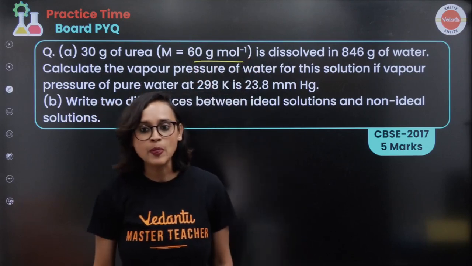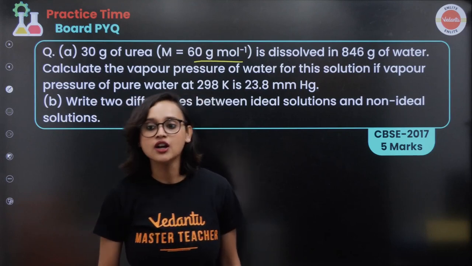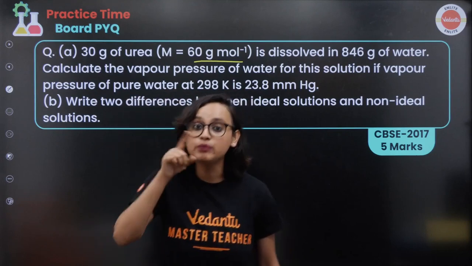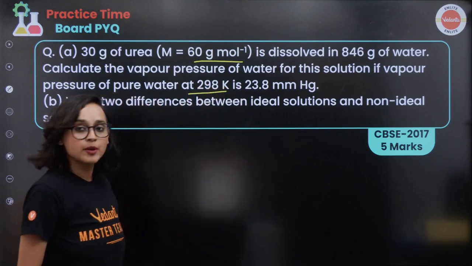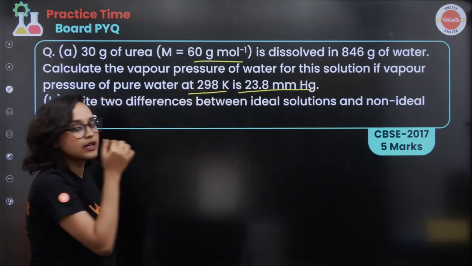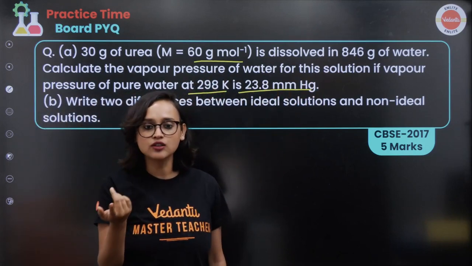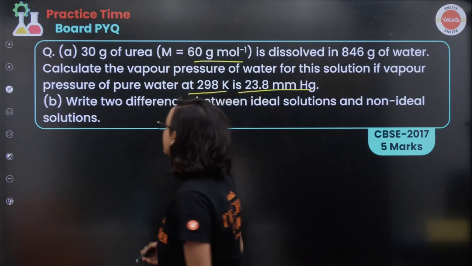What do you have to calculate? You have to calculate the vapor pressure of water for this solution. The vapor pressure of pure water is already given here, and this is the temperature that they have given. So now let's calculate. First, let's write down what are the things that are already given to you.